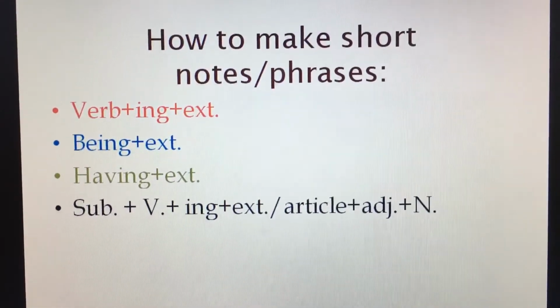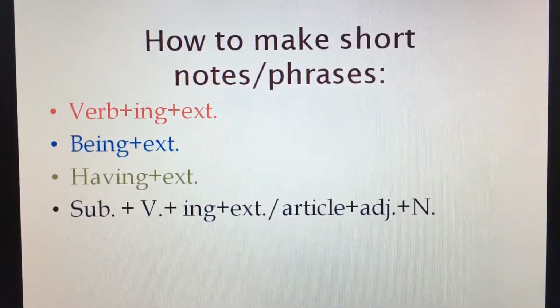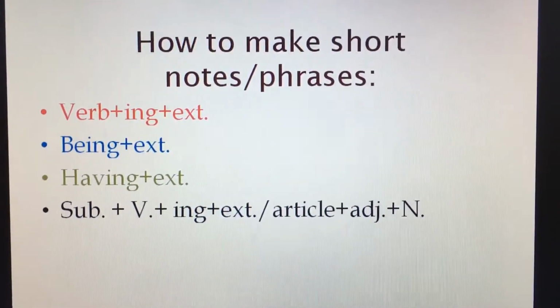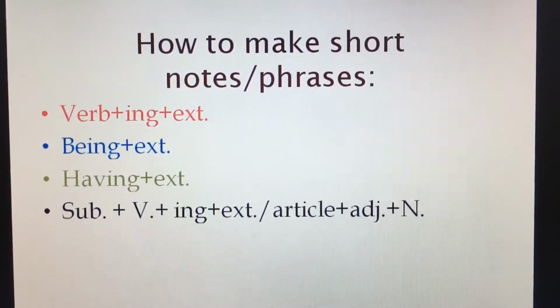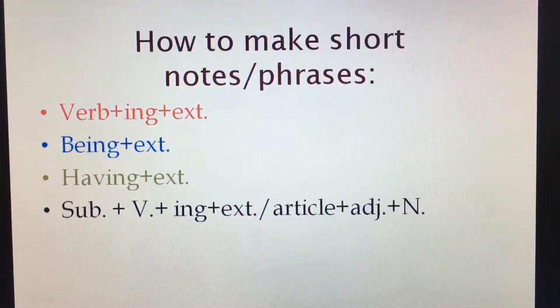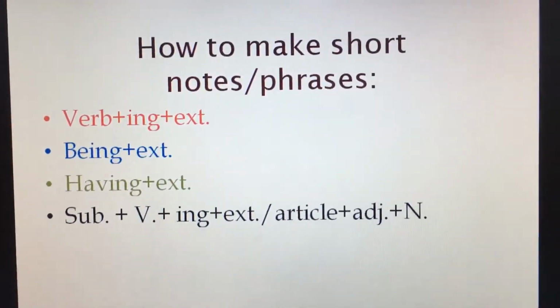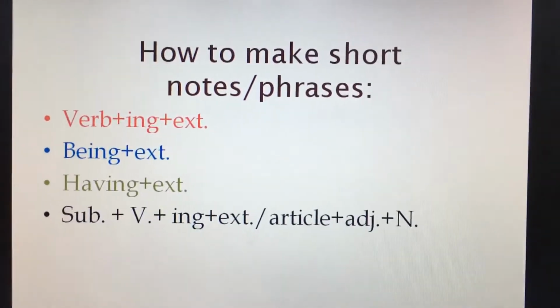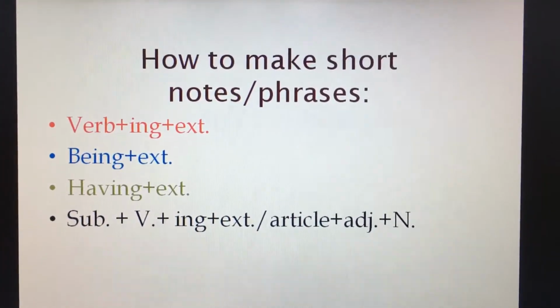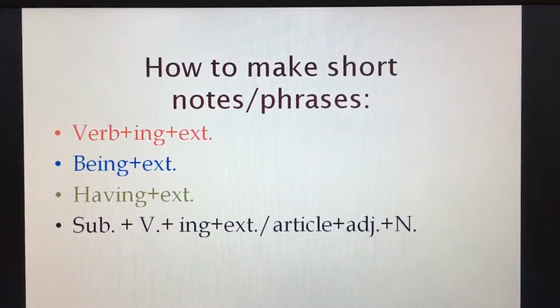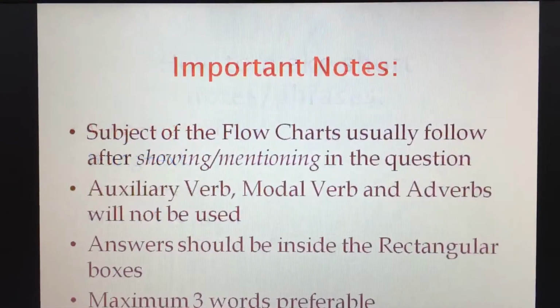Remember the first one, verb plus ing plus extension. That is, you can use a participle or gerund, and you can follow it with an extension. You can also use it with being, having, or noun phrase or adjective phrase. But all these structures are particularly relevant for the information inside the box of the flowchart. Let's go to the next slide.